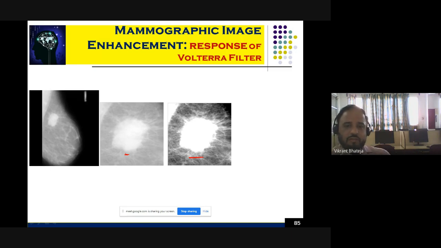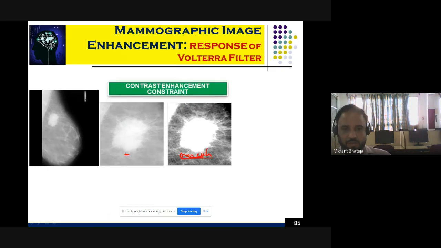Now in the Volterra filter, you have a linear component and a quadratic component. Certainly, if your quadratic component is dominating more and your linear component is not very dominating, then you can again see over enhancement, or noise amplification. So this is what is known as the contrast enhancement constraint.